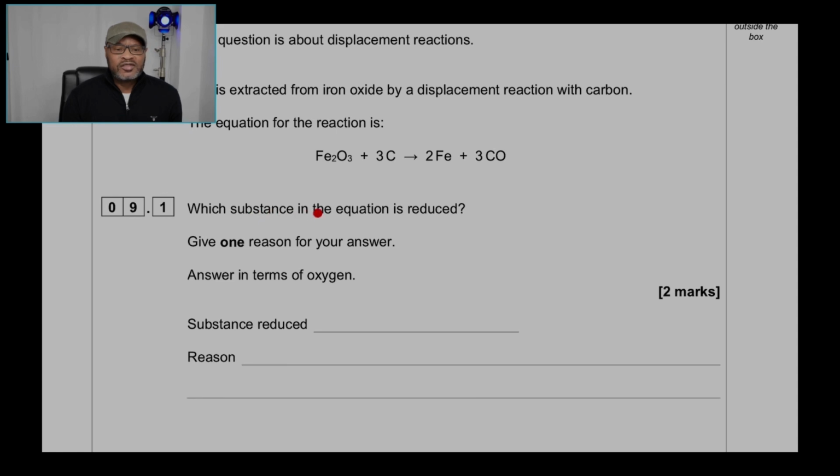9.1. Which substance in the equation is reduced? Give one reason for your answer. Answer in terms of oxygen. So we know that the oxidation state here is plus 3 and minus 2, and iron is now 0 oxidation state, but in terms of oxygen, we need to say which is reduced. Well, iron lost its oxygen, so iron(III) oxide is reduced to iron. And the reason for that is loss of oxygen. It has lost its oxygen to carbon.